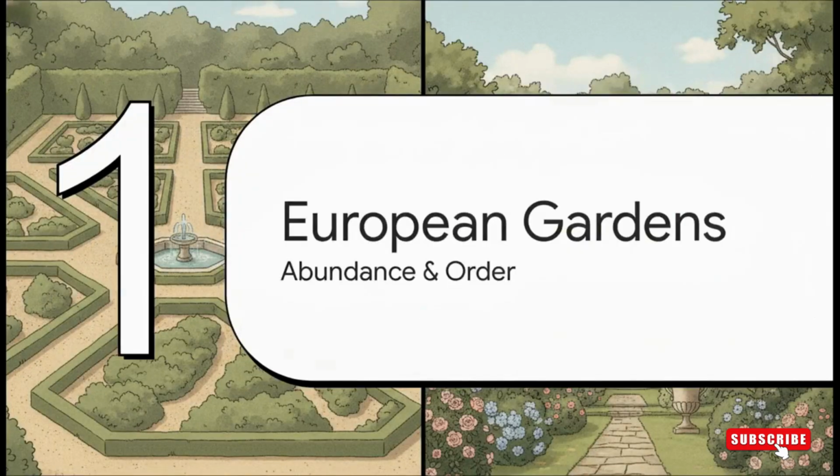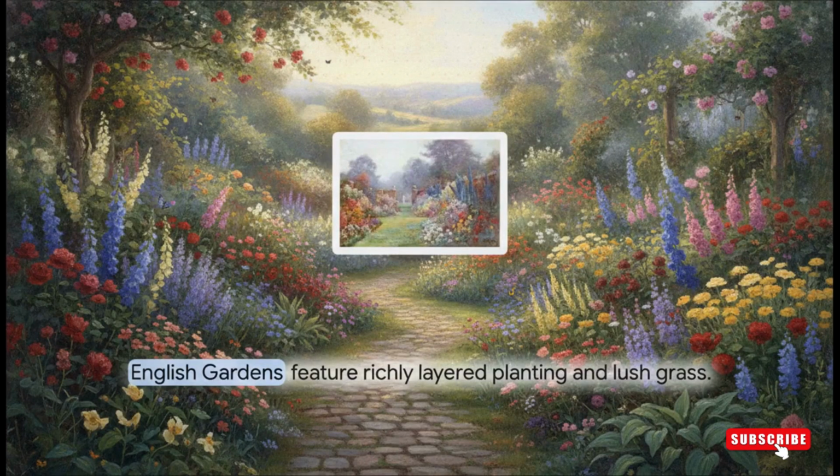Section 1. Classic European garden styles. We're looking at lush abundance and manicured order. Take the classic English garden, for example. Specifically, the cottage style just bursts with this exuberant feeling of layered planting, rich textures, and intensely vivid colors. The whole goal here is to merge the garden seamlessly right into the rolling countryside. It creates this incredibly romantic, naturalistic look without any obvious artificial barriers.